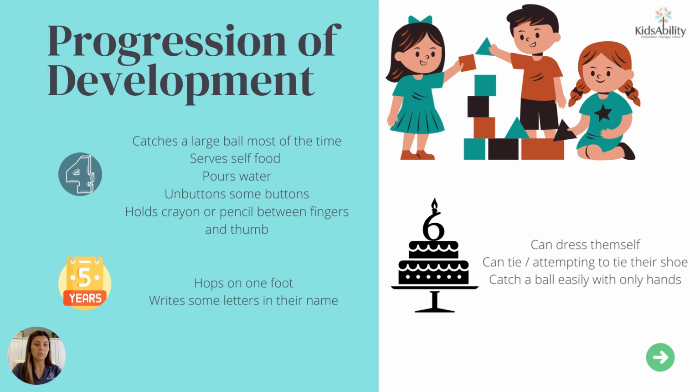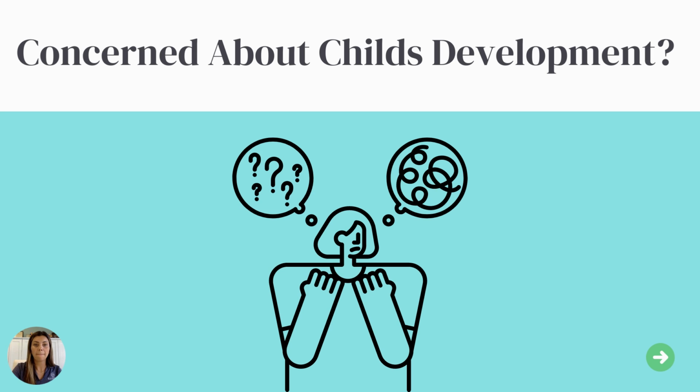By 5 years, we should be seeing the child hopping on one foot and writing some, if not all, letters in their name. And then by 6, dressing themselves, tying or attempting to tie their shoes, and catching a ball easily with only their hands. This means that they can catch the ball without bringing it towards the body. So if those things aren't occurring, we might have some concerns.